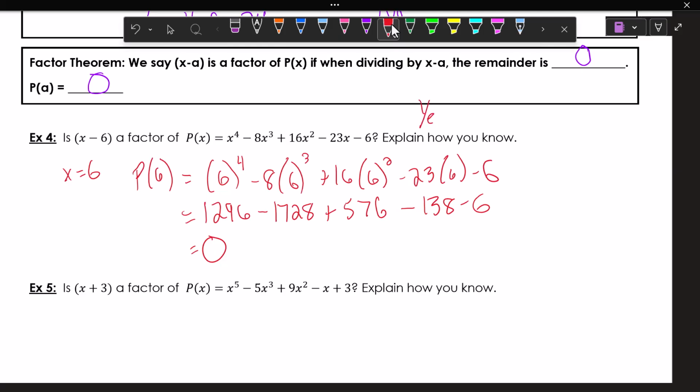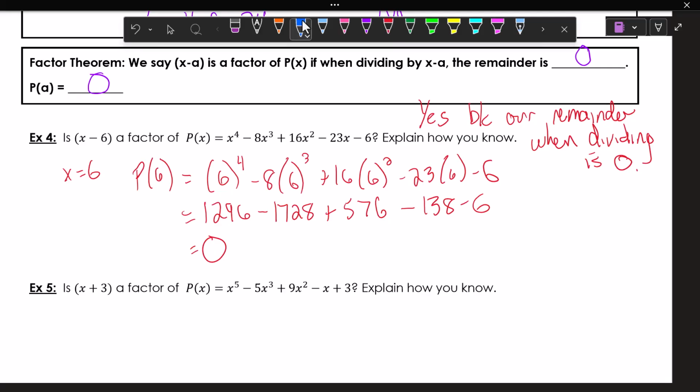So yes. How do we know? Well, the factor theorem, because our remainder when dividing is 0. And we could have done our synthetic division. It would have given us the same thing.